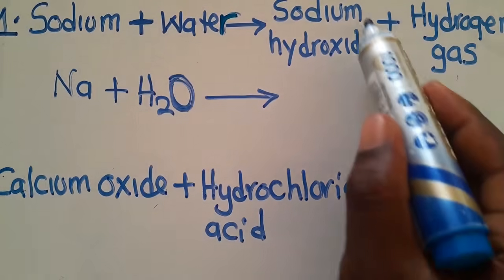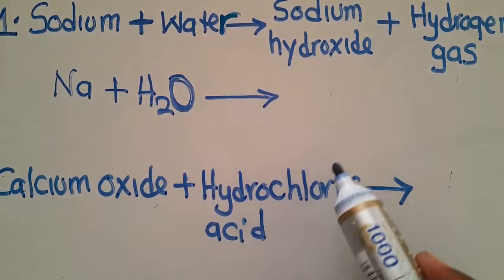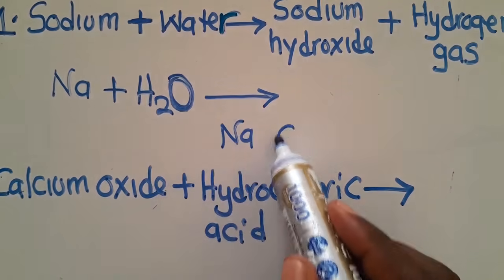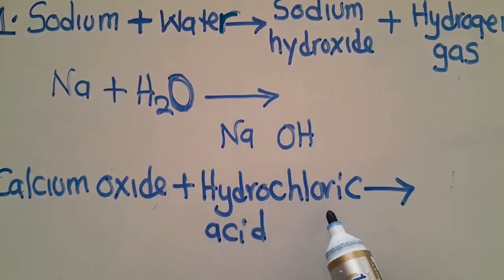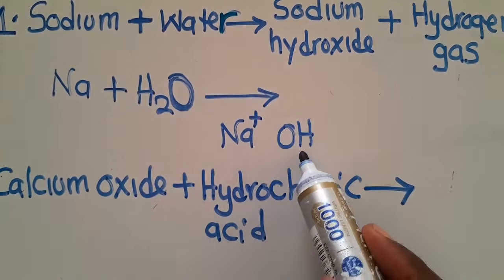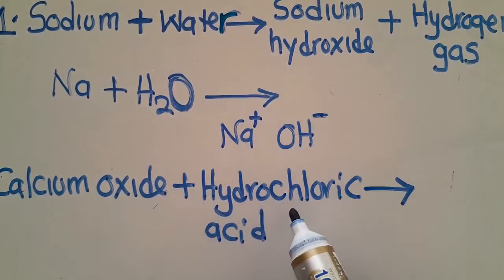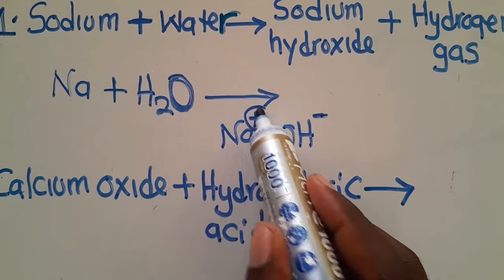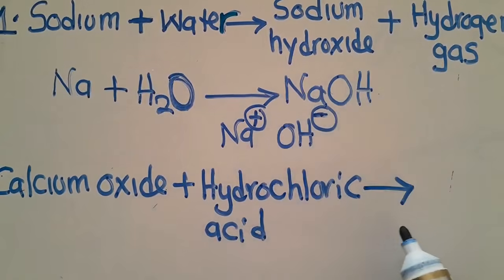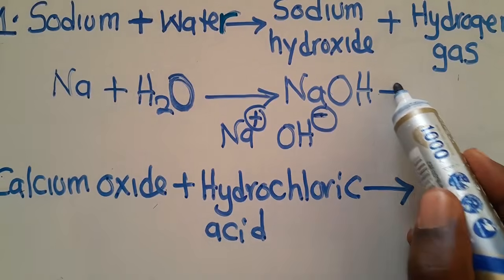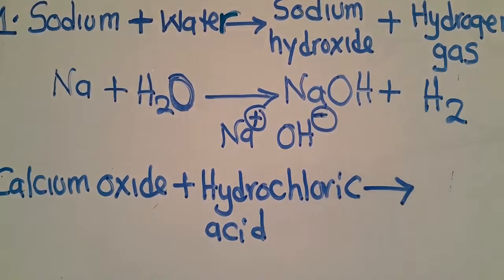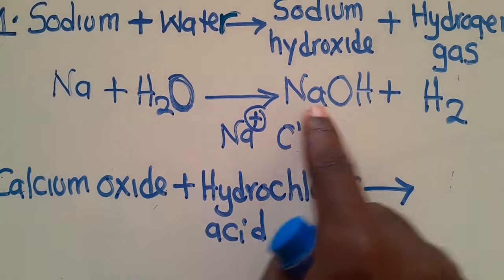Then this is sodium hydroxide. How do we write sodium hydroxide? This is sodium, and hydroxide is a radical. Sodium is in group 1, so the valence is positive 1. Hydroxide has a valence of negative 1. So when these two join together, there is a 1 and also a 1, so nothing will change. There will just be sodium hydroxide, plus hydrogen gas. Hydrogen gas is like that.